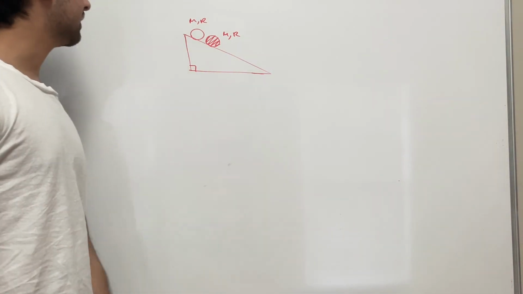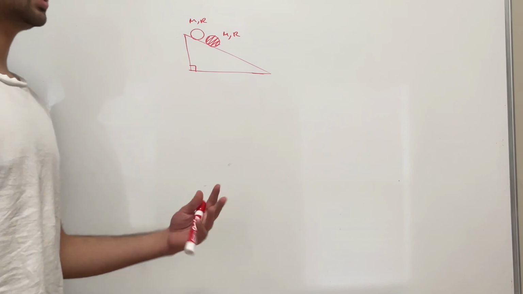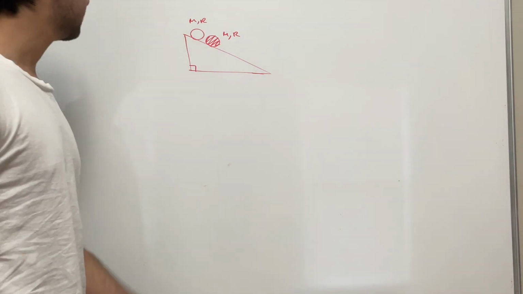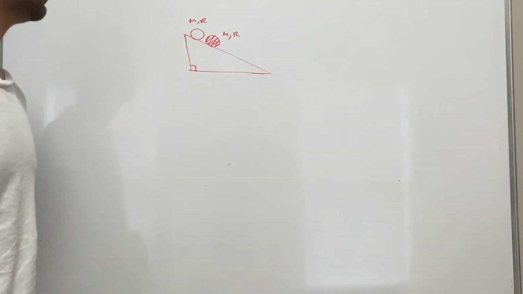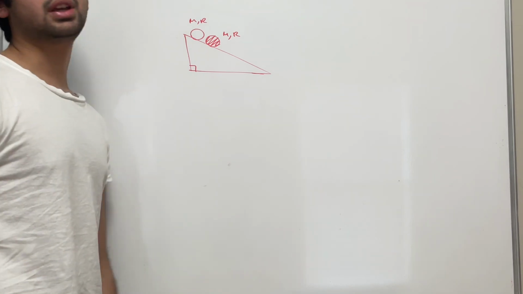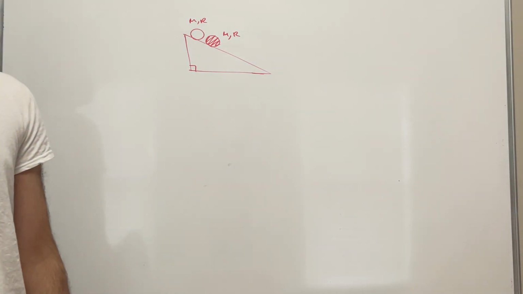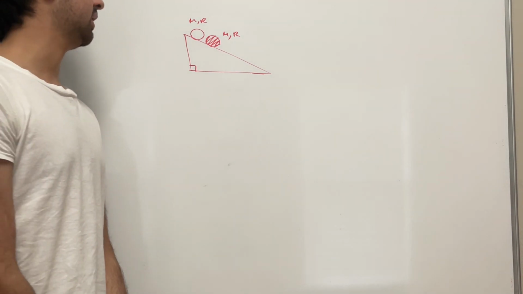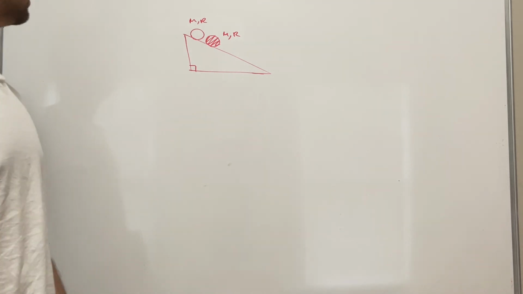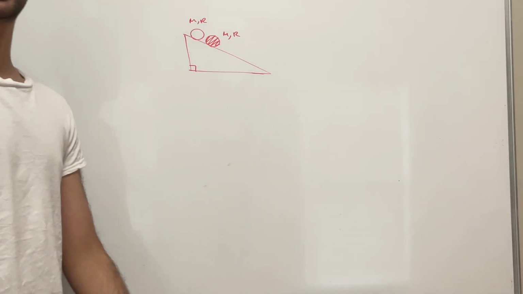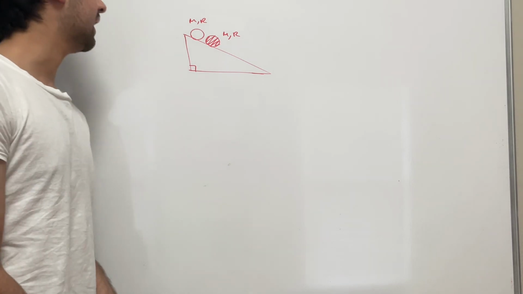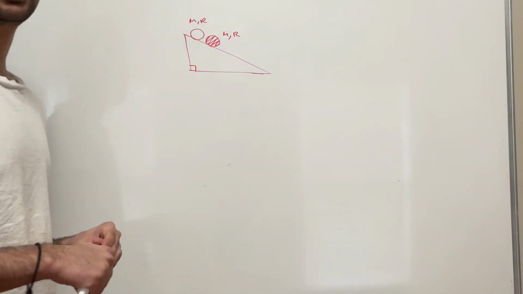Or you might think that because the acceleration of gravity is the same for both, 9.81 meters per second squared, the angle's the same, it's the same incline. Because of that, you might also think that they'll both hit the bottom at the same time. But what I'm here to tell you is, it's actually going to be the solid disk that hits the bottom first. And the reason for that is something called moment of inertia.